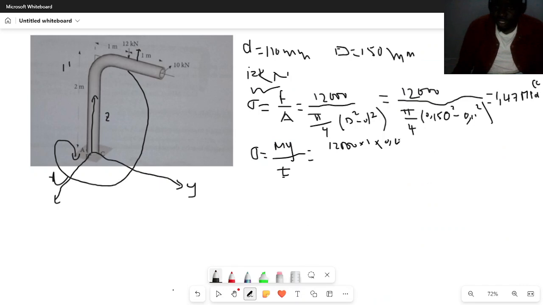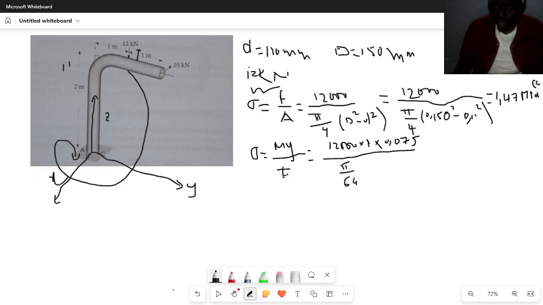It is 0.075. Guys, let's do this quick, please. Over I, it is pi over 64. Ice, is it 1 or 0.01 here? It is 12,000 times 1 meter. Oh, yeah. I see.